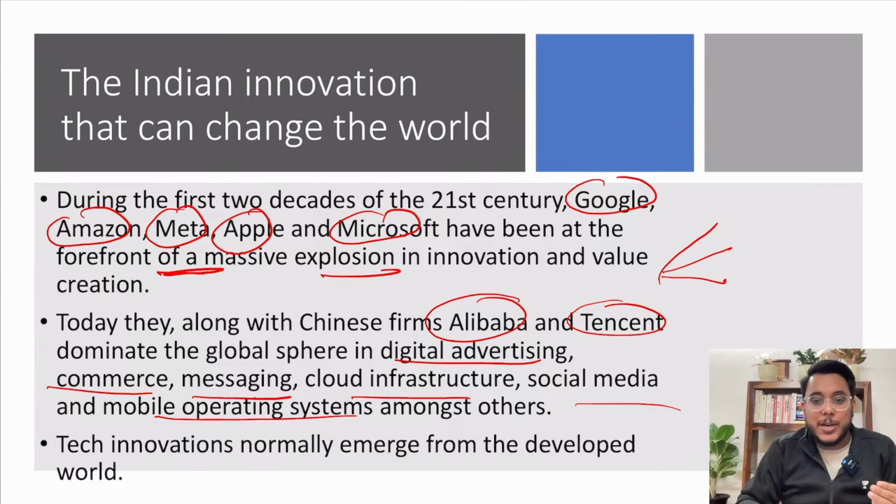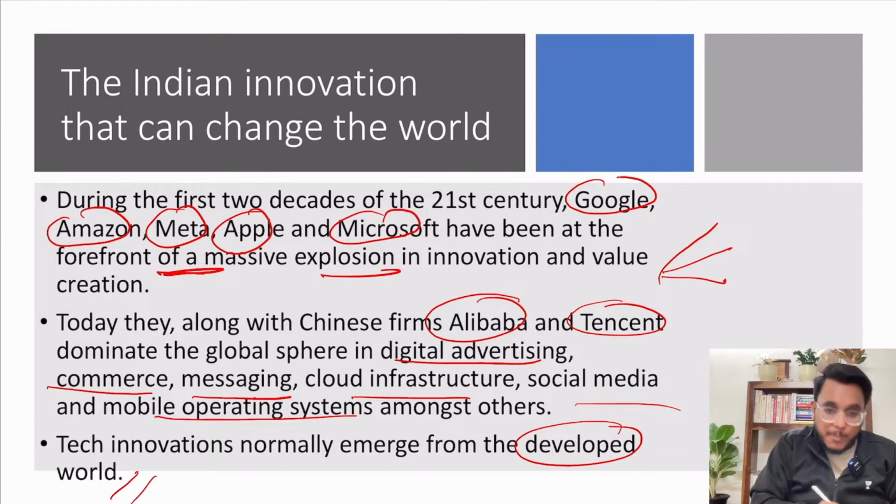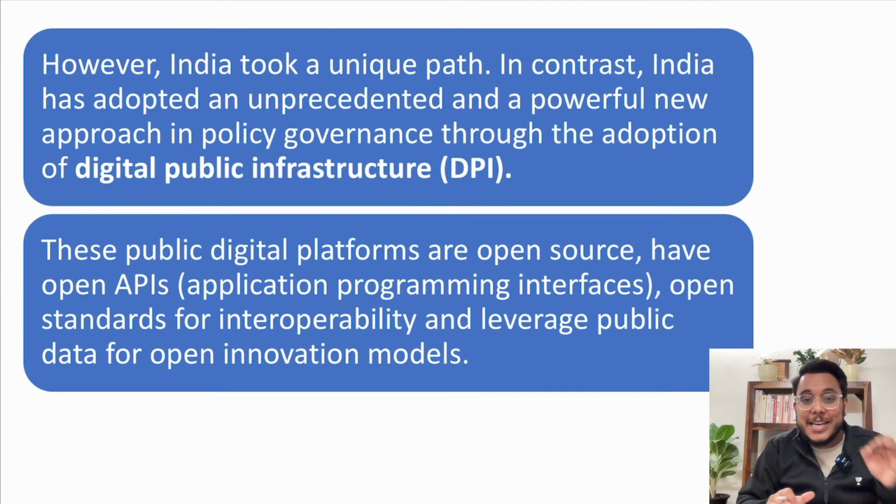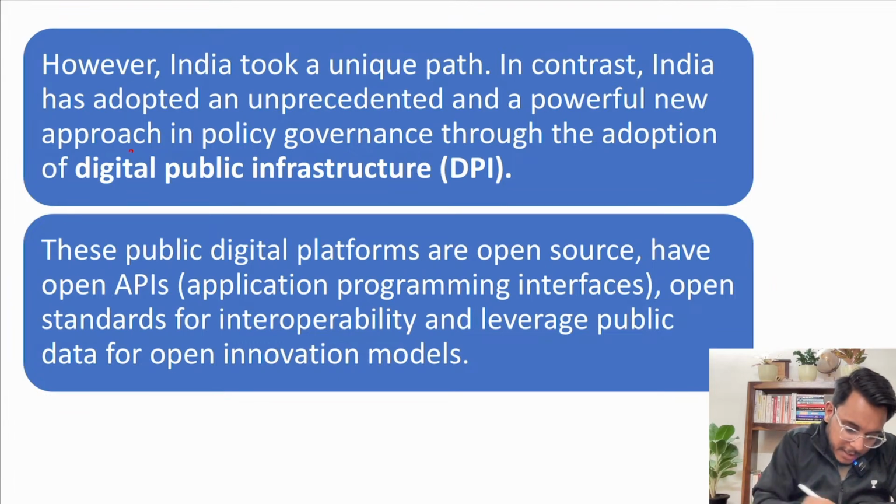All the technological innovations that we have seen either in the 21st century or in the 20th century or in the past, they have normally emerged from the developed world. But now the situation is changing. Now India is leading the world. India, in the digital and technological revolution, has adopted a unique path. What is this unique path? India has adopted a powerful new approach through the digital public infrastructure.